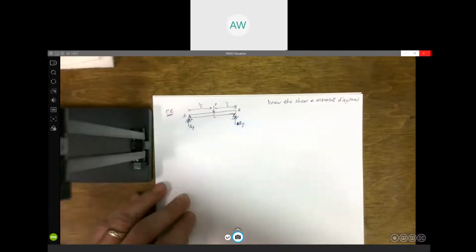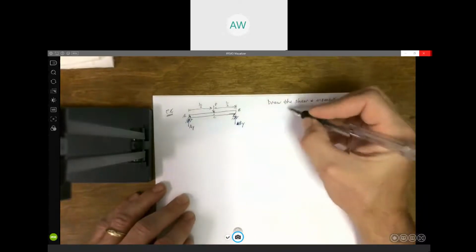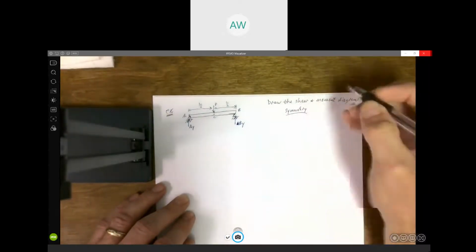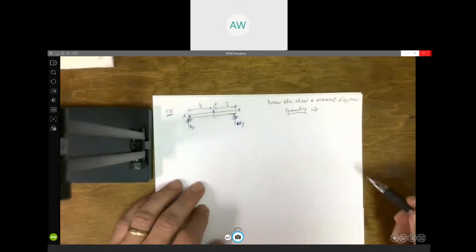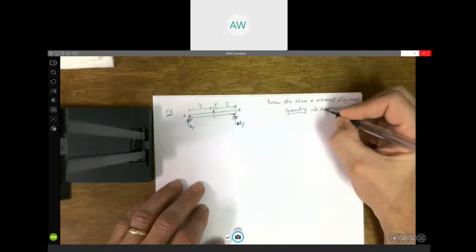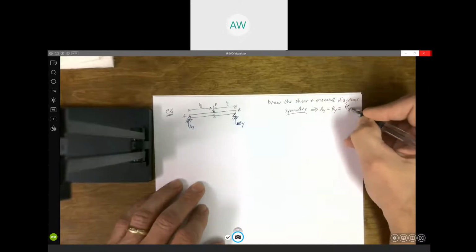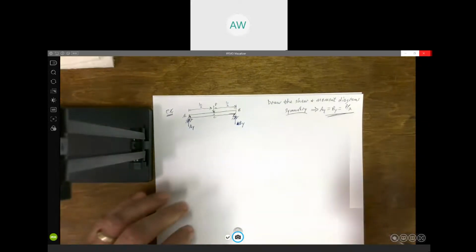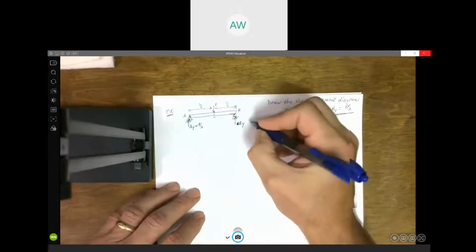And I would hope by looking at this just from symmetry, you should be able to look at this and tell me what AY and BY are. If P is applied right in the middle, AY is going to be equal to BY, and it's going to be P over 2. So we can get those just by using symmetry and observation. This is P over 2, and this is P over 2.